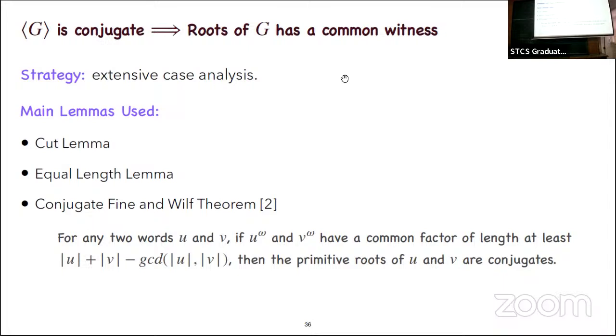So for any two words U and V, if U omega and V omega have a common factor of at least U plus V minus GCD of U and V, then the primitive roots of either are conjugate. And if you're talking about the prefix instead of the factor, then the primitive roots of U and V are the same. Now that you are matching in the middle, it will be only conjugate. If you're matching in the beginning, if U omega and V omega have a common prefix of length U plus V minus GCD of U and V, then the primitive roots of U and V are the same. That's what the original finite statement finally says.